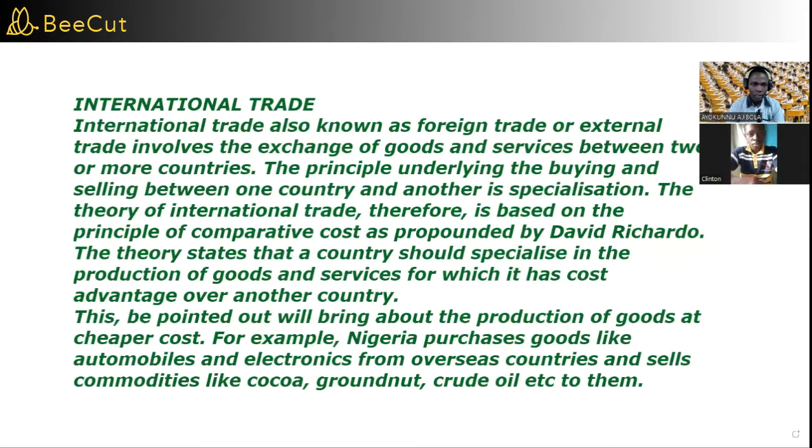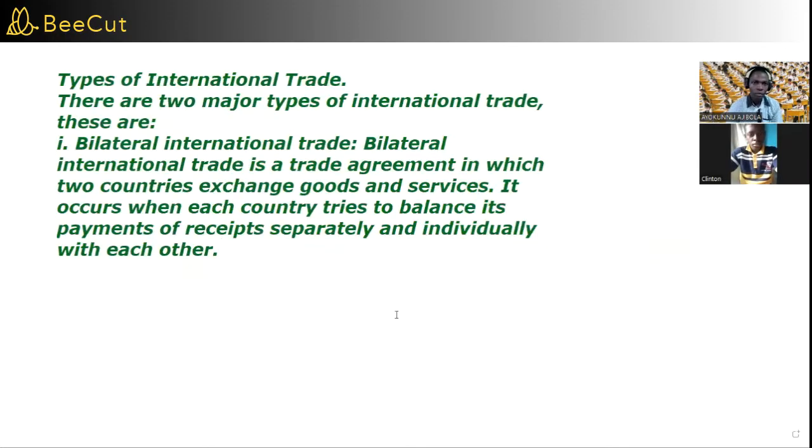So having explained what international trade involves and the principle underlying international trade, we will need to look at the types of international trade. The first type we'll be looking at is bilateral international trade. So I'm going to clear the screen now and put all of it there. There are two major types of international trade. The first one we're looking at is bilateral.